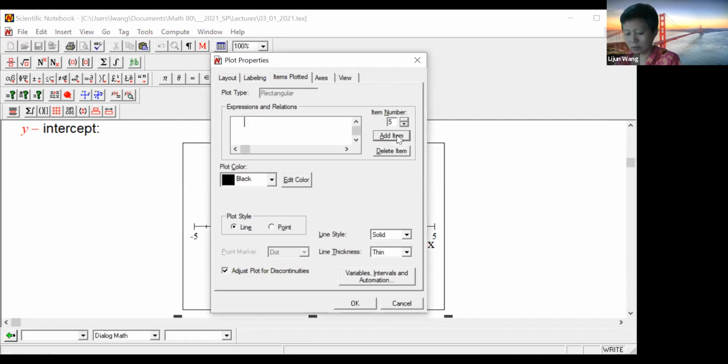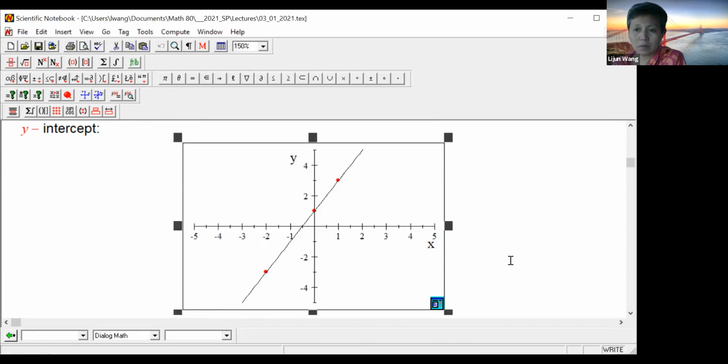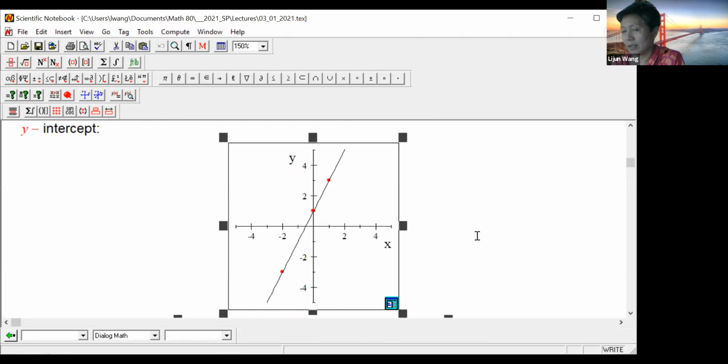Did you connect the dots? Right? Does this look familiar to us? You've done this before, haven't you? Yeah?